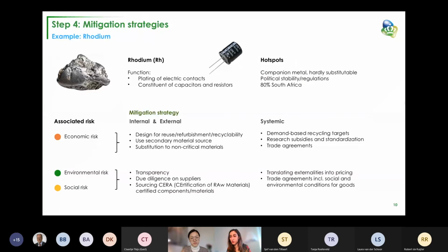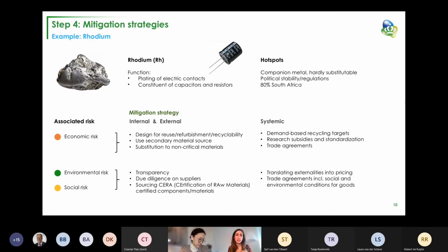And then actually the most important step in the end is the mitigation strategy. So how can we cope with the problem that arose from that? An example is rhodium. The function is the plating of electrical contacts and as a constituent of capacitors and resistors. We identified that rhodium is really crucial for our equipment, and the hotspot here is that it's a companion metal, so it's hardly substitutable with other materials. And also it comes 80% from South Africa, where there might be political instabilities or regulations coming.